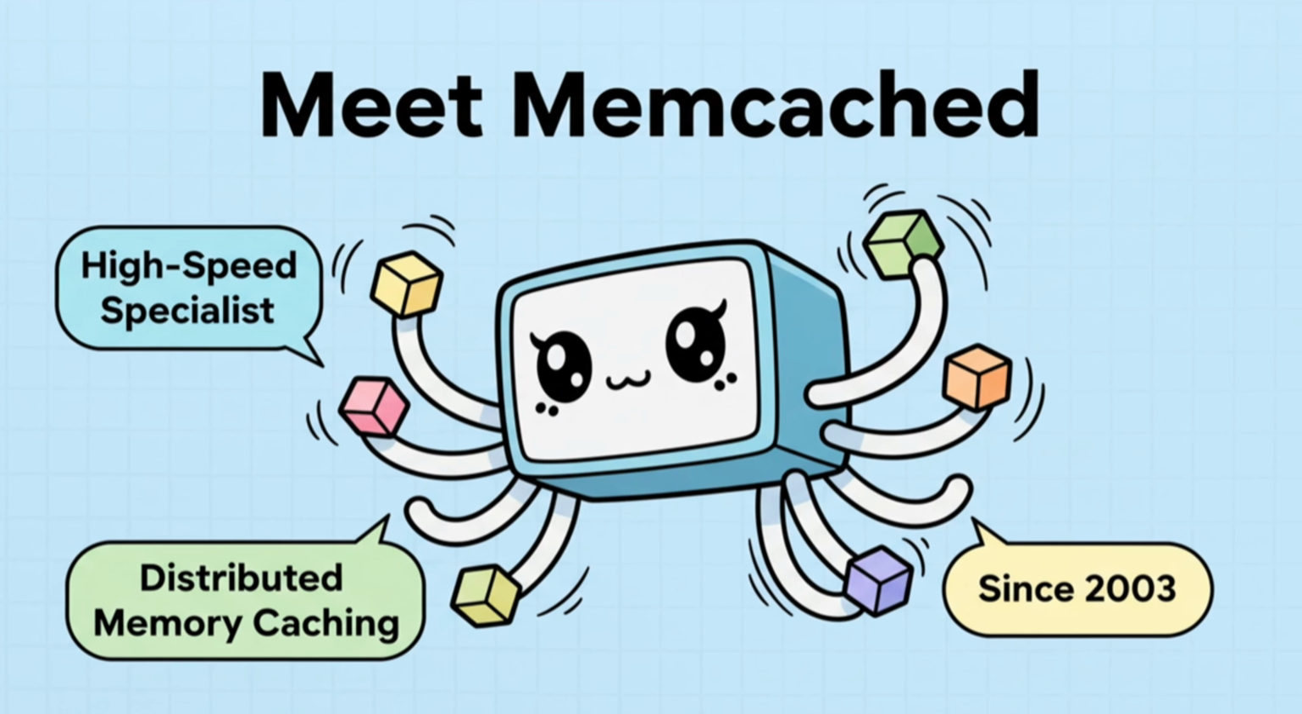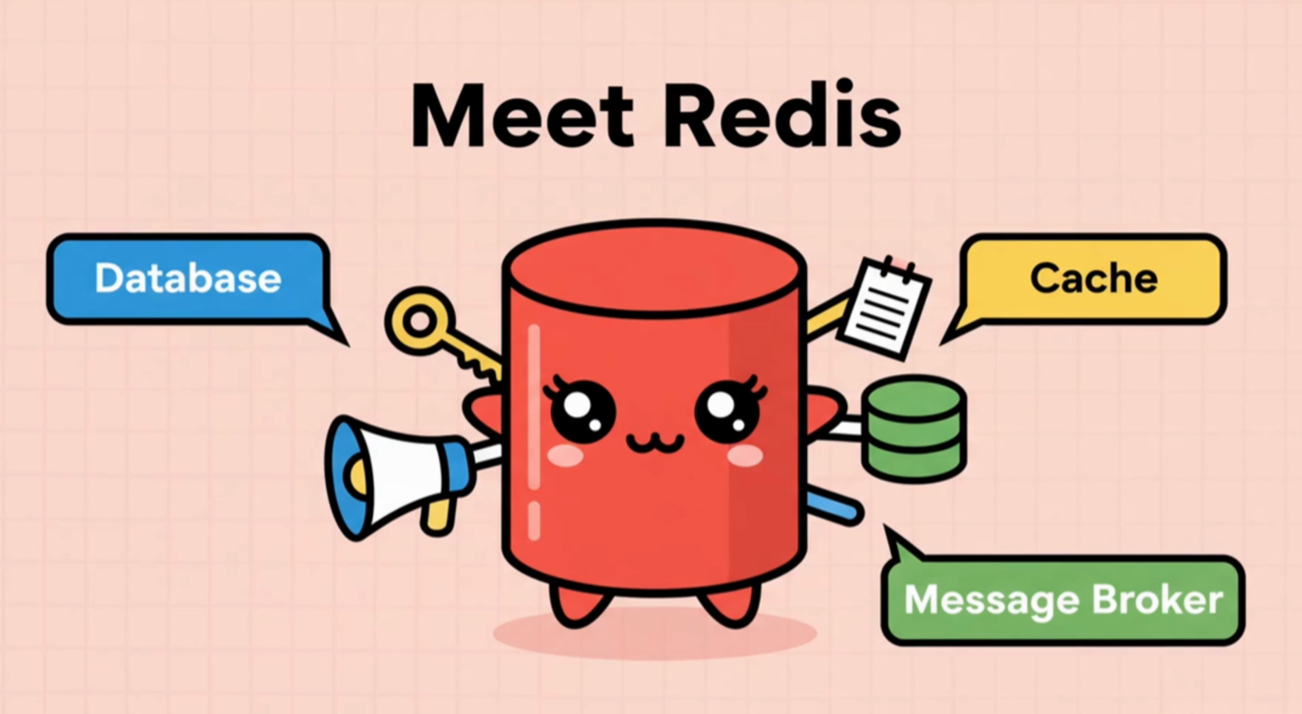Its whole philosophy is about doing one thing and doing that one thing exceptionally well, providing simple, distributed caching with just raw, multi-threaded speed. And in the red corner, we've got Redis. Born in 2009, this one is famously called the Swiss Army knife of in-memory stores, and for good reason. It's way more than just a cache. It's a full-on data structure server, a message broker, and even a database, all packed into one powerful tool.